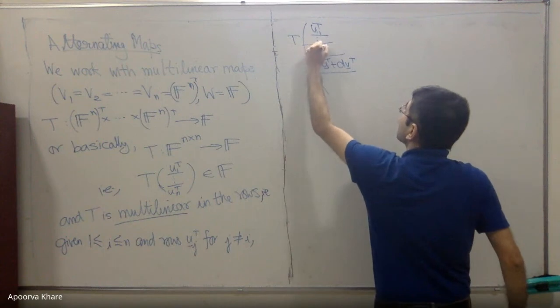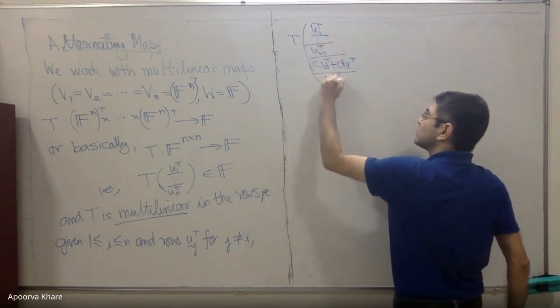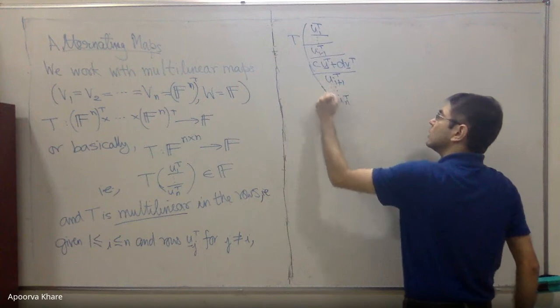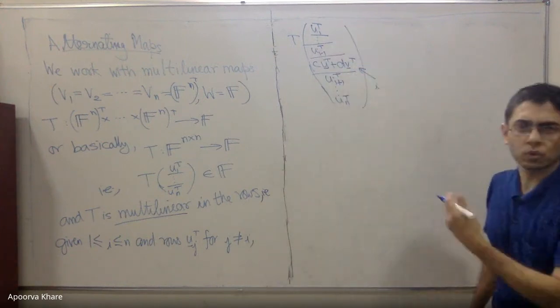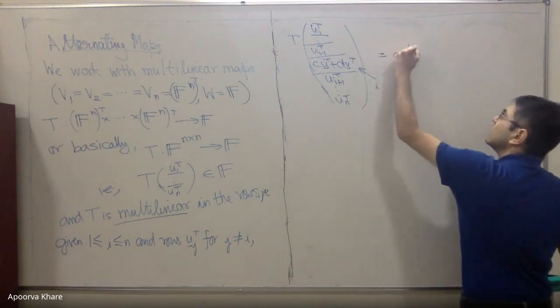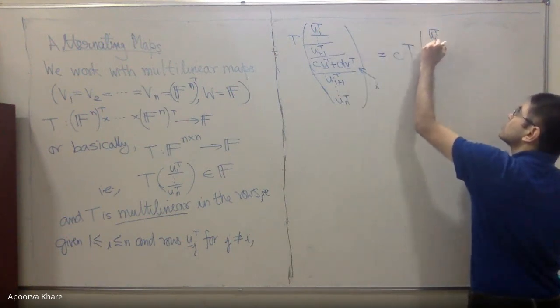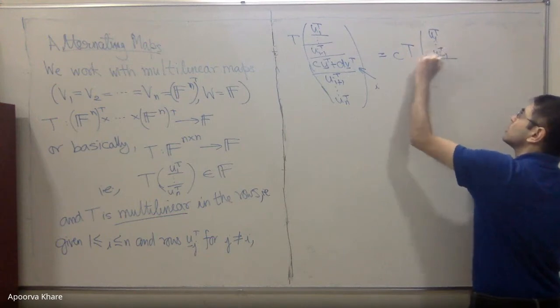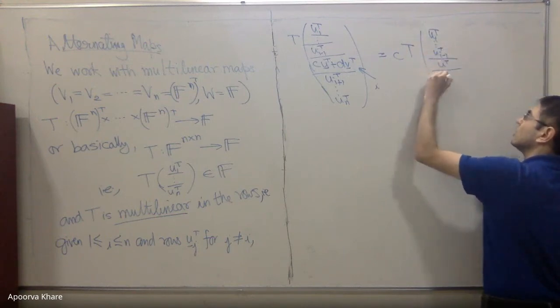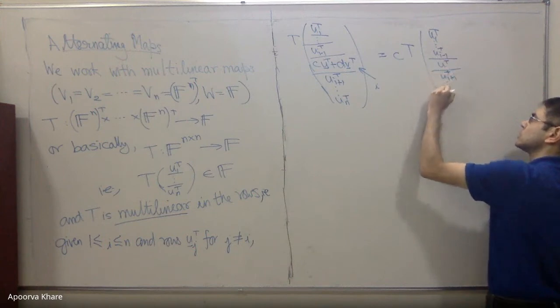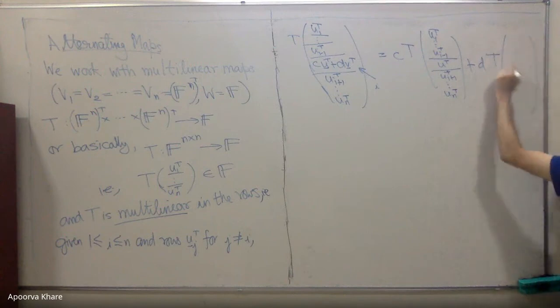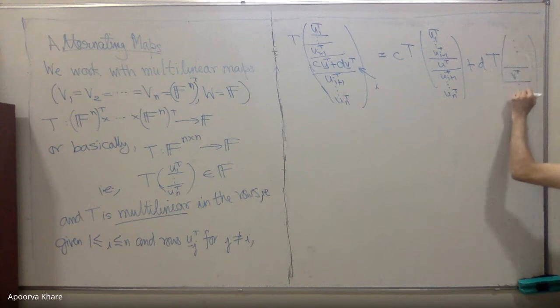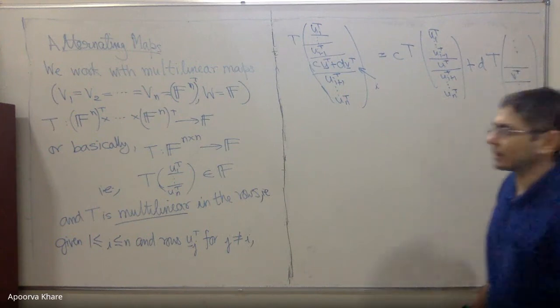UI minus 1 transpose, then UI plus 1 transpose, dot dot dot, UN transpose. So if I just have the ith coordinate as a linear combination, then you know what it is. It's C times T of U1 transpose, UI minus 1 transpose, U transpose, UI plus 1 transpose till UN transpose, plus D times T of, and I will leave it to you to fill out the rest. I'll just say V transpose here. So that's literally what multilinearity means.